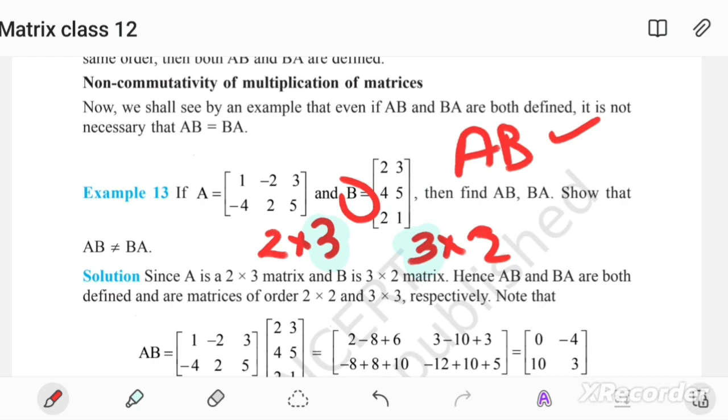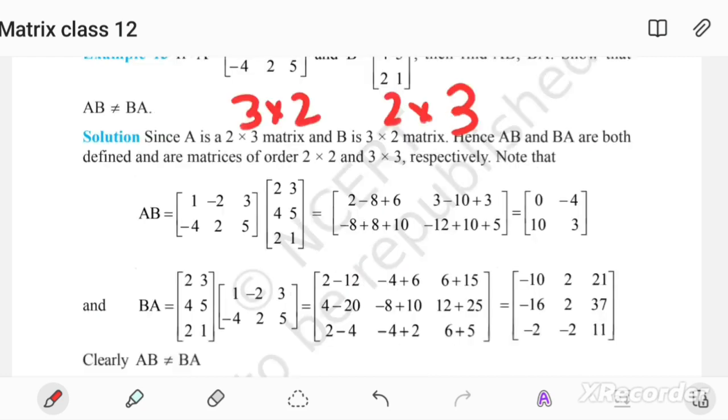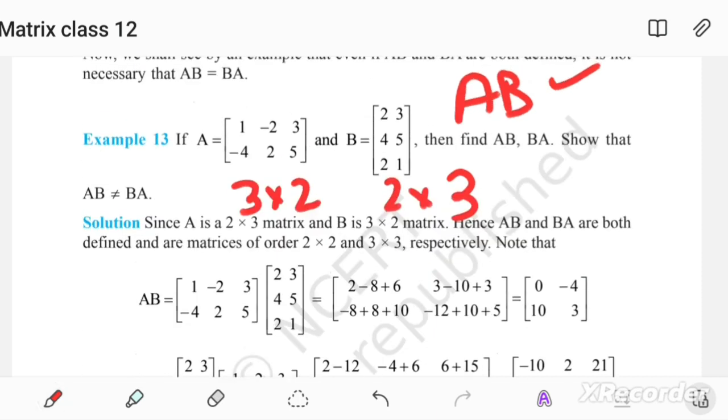Check whether BA is defined or not. When I compute BA, how will I write it? I will first write 3 by 2, then 2 by 3. I will check like this. Again, the number of columns in B is equal to the number of rows in A. So BA is also defined. Hope it is clear to you.